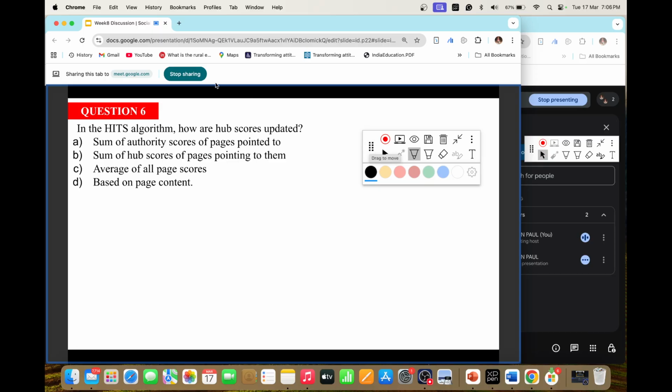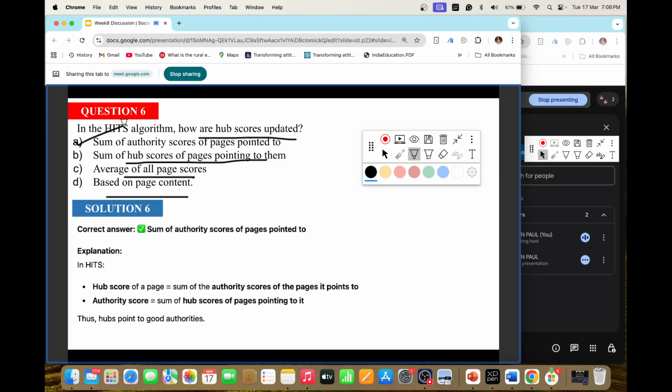In the HITS algorithm, how are hub scores updated? Sum of authority scores of pages pointed to; sum of hub scores of pages pointing to; average of all page scores; based on the page content. So option A is the correct answer, sum of authority scores of pages pointed to.